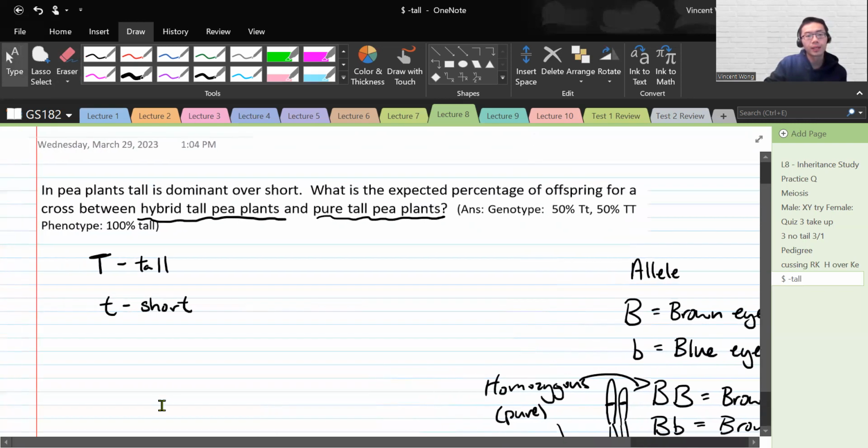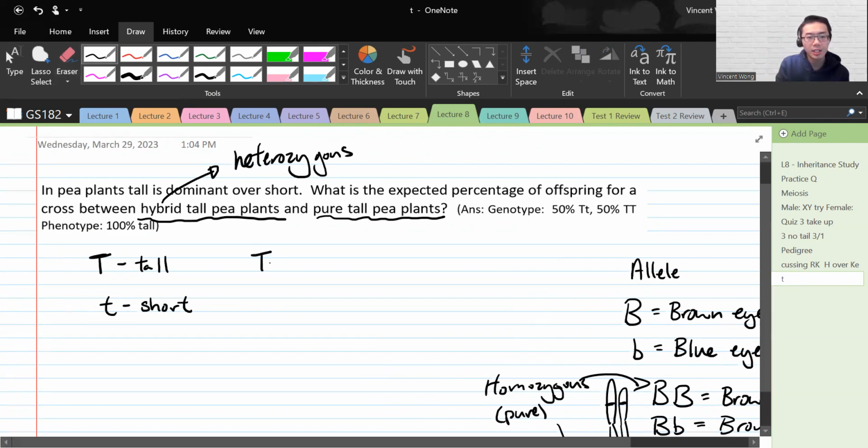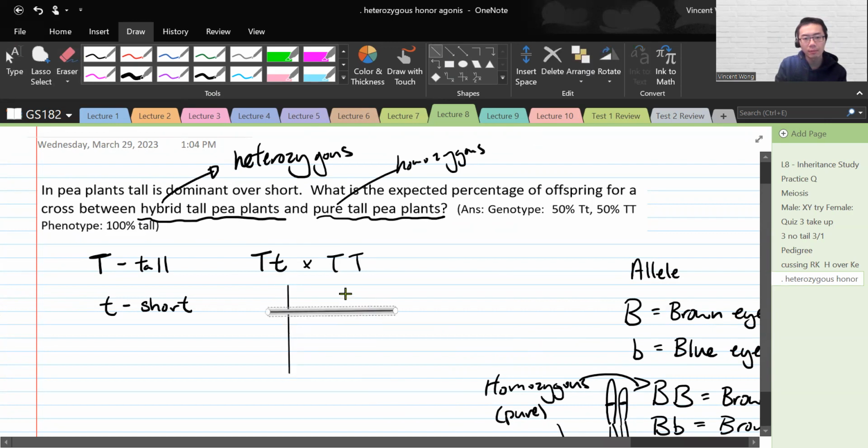Okay. So here we have the hybrid tall plant. Hybrid means heterozygous. Okay, heterozygous means different, right? So we have a big T, small t. That would be a hybrid tall plant. And then we will cross it with a pure tall plant. Pure means homozygous, same. So that's big T, big T. Okay, so when we do these kinds of questions, we want to create a Punnett square.